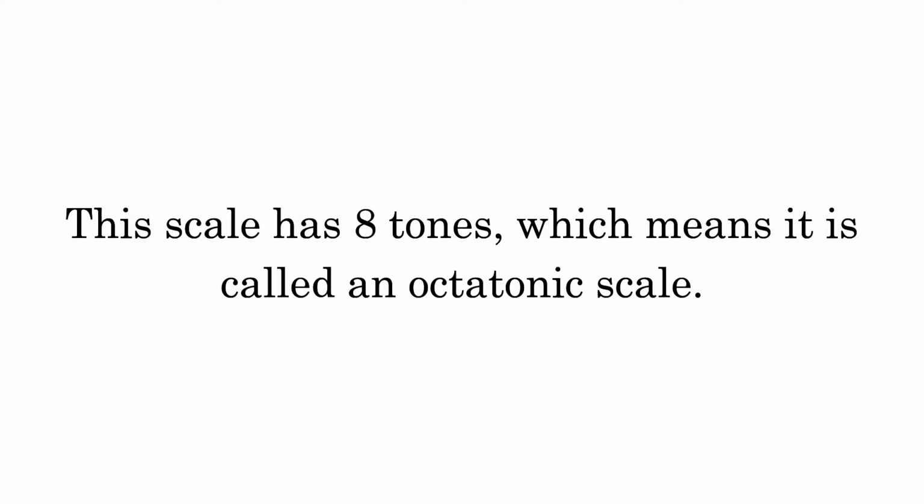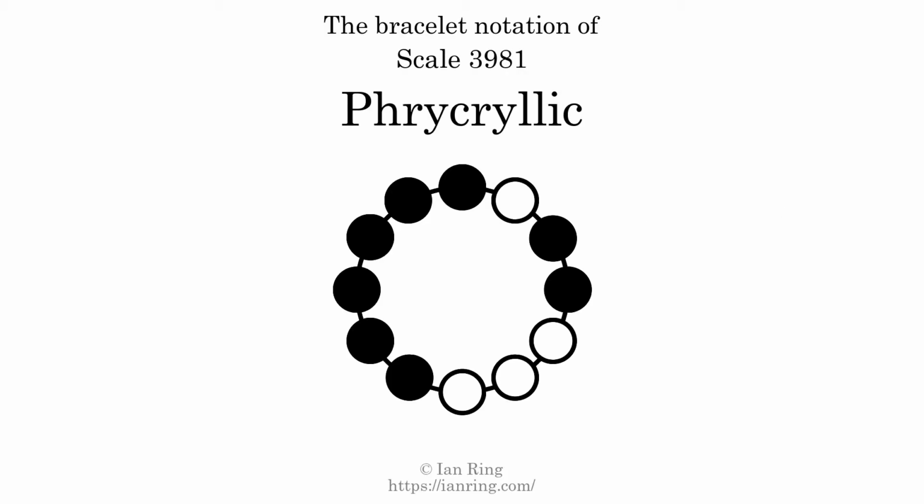This scale has 8 tones, which means it is called an octatonic scale. This is a bracelet notation diagram of scale 3981. The shaded circles represent tones that appear in the scale, and they are read clockwise, starting at the top.